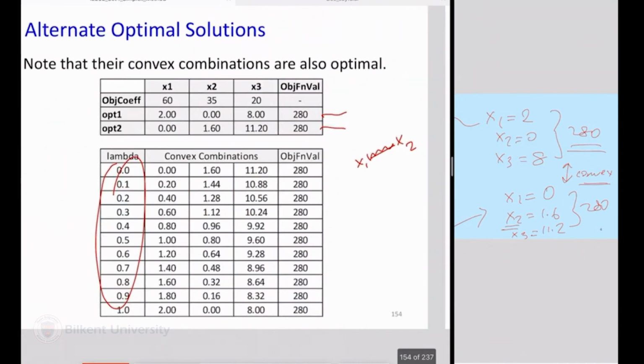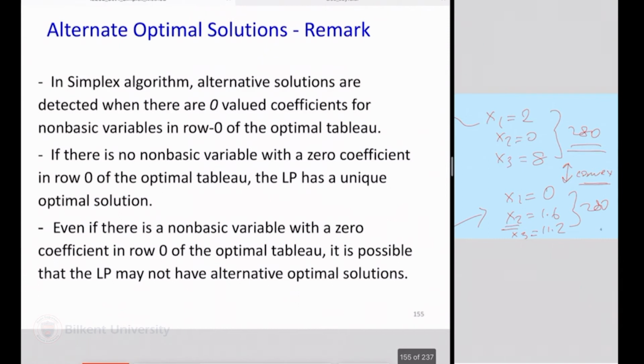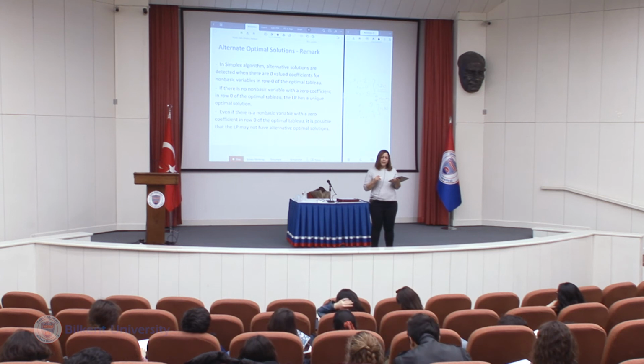But that's not a guarantee. In order for me to have alternate optimum solutions, one requirement is that I have a non-basic variable in the optimal tableau with 0 coefficient. That's not enough. I still have another requirement, and the requirement is that when that variable enters, I want a change in my vector, okay? So the result of the ratio test also has to be a non-zero number. Does it make sense?